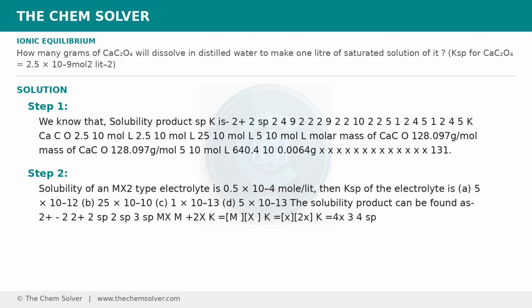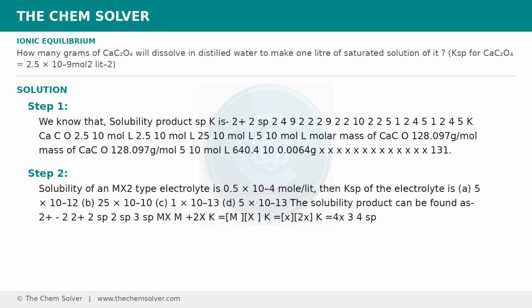Question 131. The solubility of an MX2 type electrolyte is 0.5 times 10 to the power of minus 4 moles per liter. Then the Ksp of the electrolyte is: A. 5 times 10 to the power of minus 12, B. 25 times 10 to the power of minus 10, C. 1 times 10 to the power of minus 13, D. 5 times 10 to the power of minus 13.